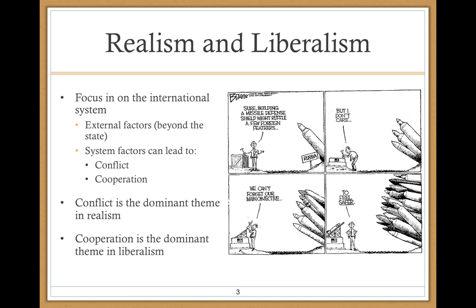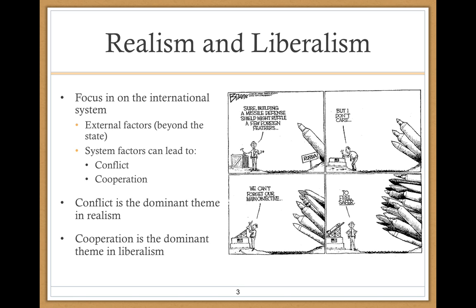And all around those blocks on the board, there are other actors in the international system, such as IGOs, intergovernmental organizations, the UN, for example. There's NGOs, non-governmental organizations like Amnesty International. There are terrorist groups, there are multinational corporations, there are individuals. These are the actors that we're talking about in the international system. And so what we're focusing on in IR is those external factors, those things that are beyond the state, beyond the black box.